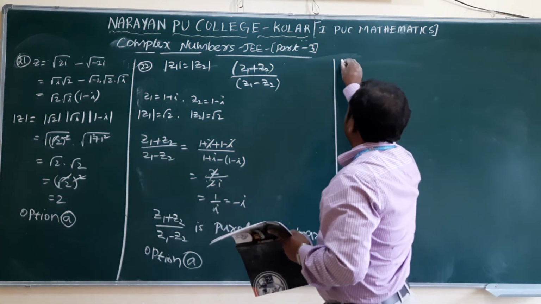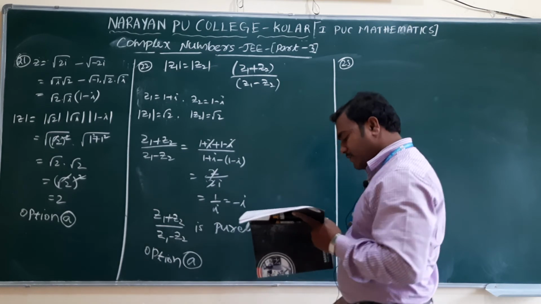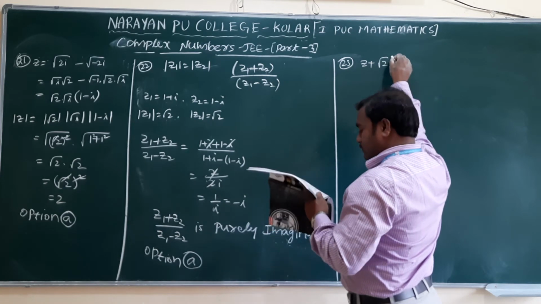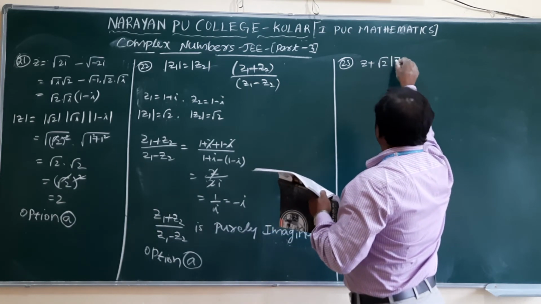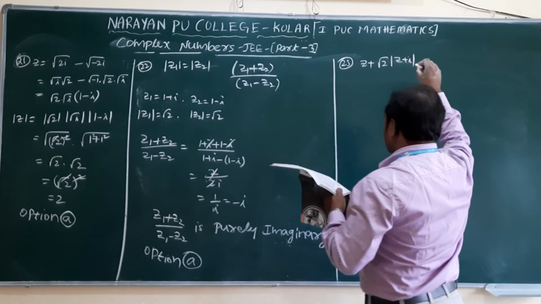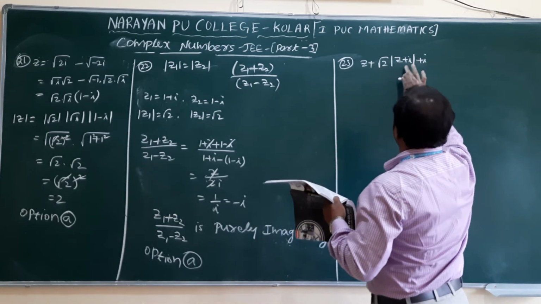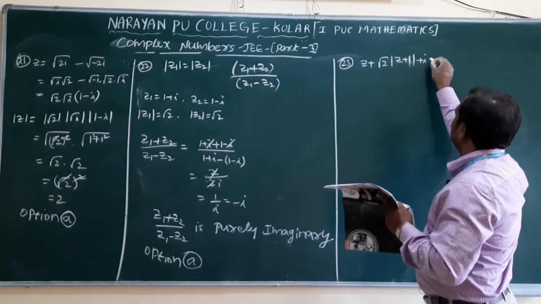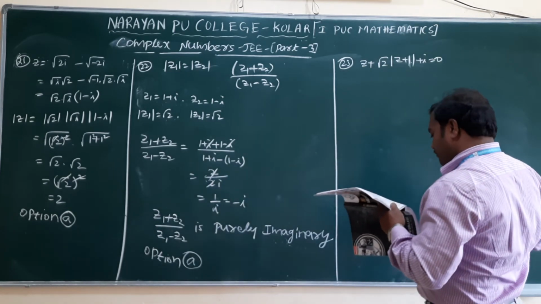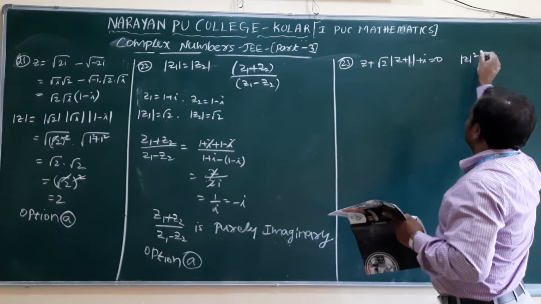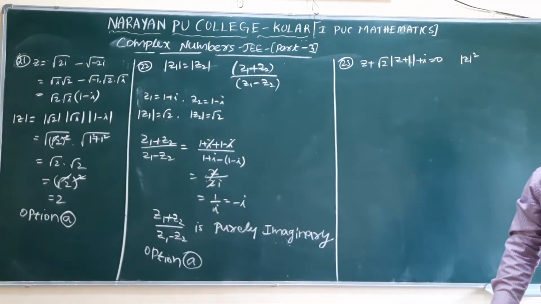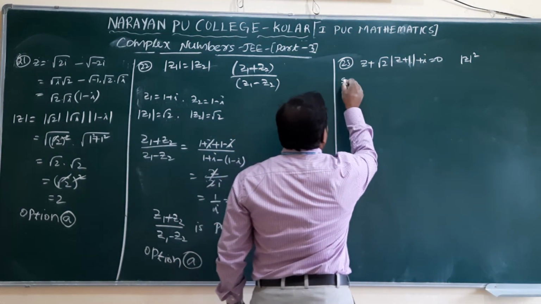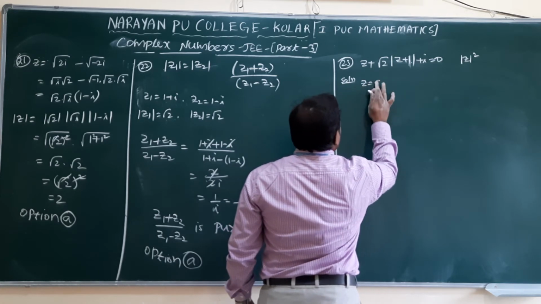Question number 23. If modulus of z plus square root of 2, modulus of z plus 1 plus i is equal to 0, then find the value of modulus of z square. Here also we take z is equal to a plus ib, or x plus iy.